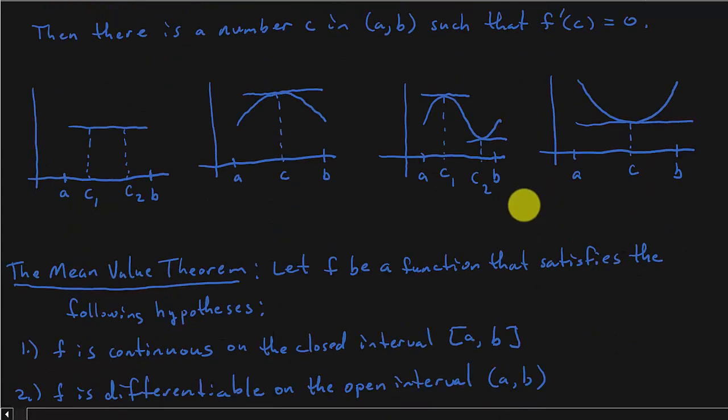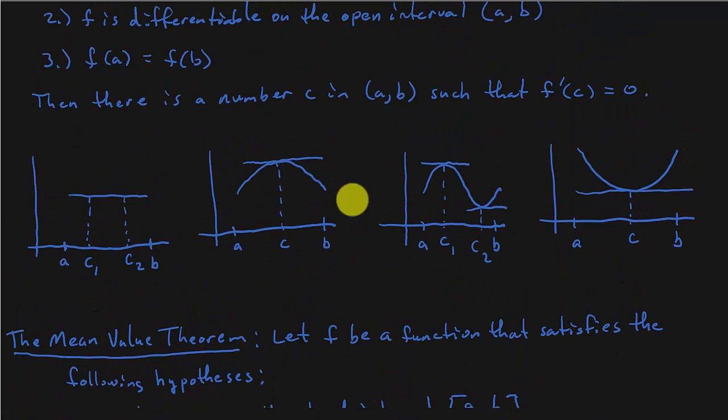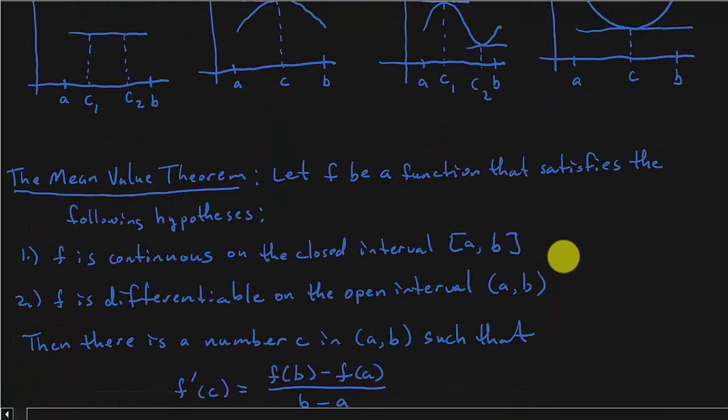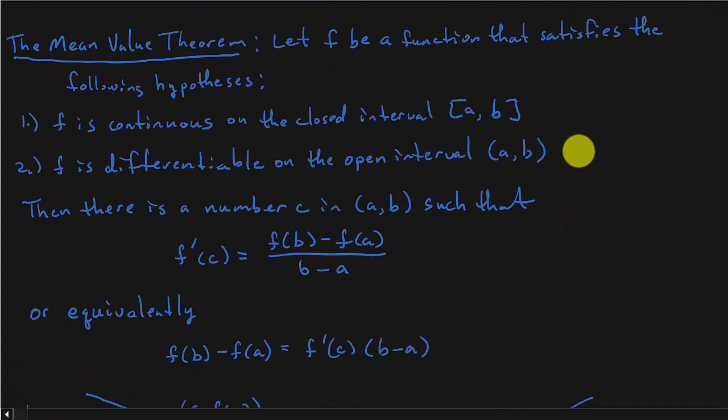Now let's look at the mean value theorem, and at the end of the video I'll work an example with it. So the mean value theorem says: let f be a function that satisfies the following hypotheses. f is continuous on the closed interval [a, b] and differentiable on the open interval (a, b). Then there's a number c in (a, b) such that f'(c) is equal to (f(b) minus f(a)) over (b minus a).